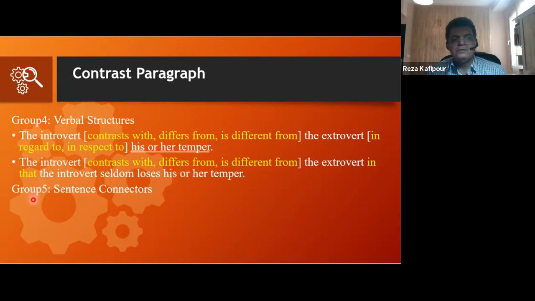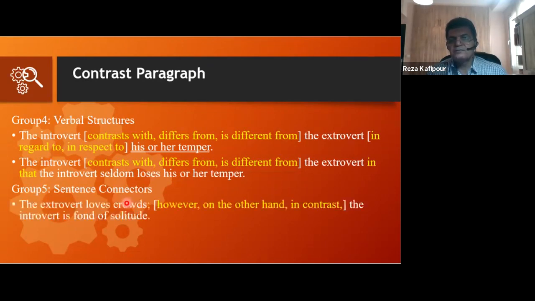So the fifth group is the use of sentence connectors for paragraph of contrast. Sentence connectors for paragraph of contrast include however, on the other hand, in contrast. These are three academically acceptable sentence connectors for paragraphs of contrast.